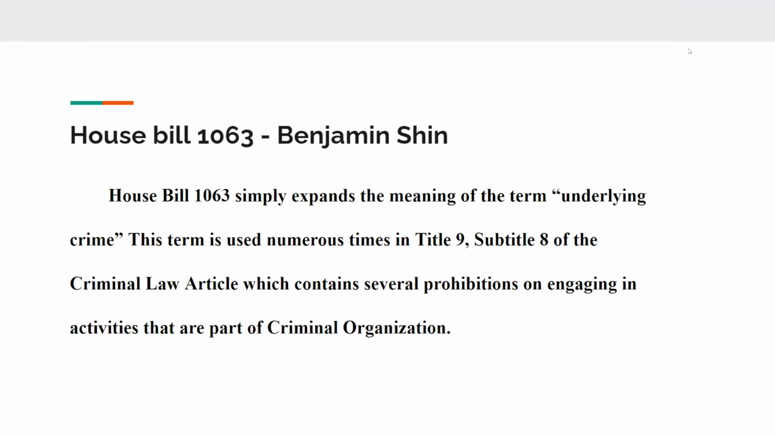Okay, so this is House Bill 1063, which is the one I did. It simply expands the meaning of the term underlying crime, which is used numerous times in Title 9, Subtitle 8 of the criminal law article, which contains several prohibitions on engaging in activities that are part of criminal organization.